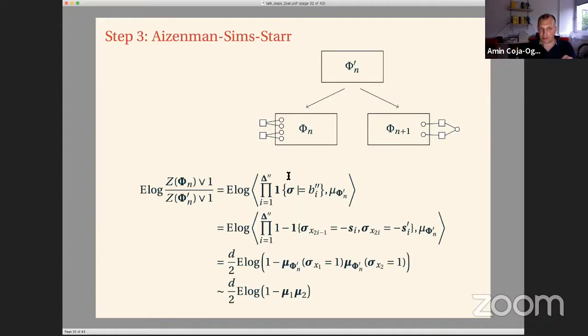The Boltzmann probability that a random satisfying assignment of phi n prime, of this guy up here, also happens to satisfy the two new clauses, or the Poisson d over 2 new clauses. So this is going to tell you how much the partition function changes, because all of the satisfying assignments that happen to satisfy the additional clauses are going to survive.